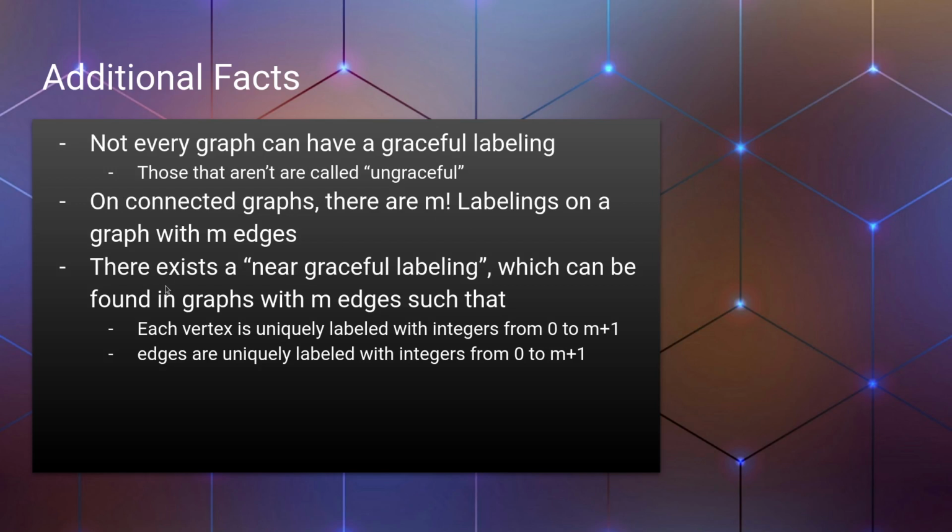And also there exists a near graceful labeling, which is very similar to graceful labeling, but not quite. And one of the properties is that each vertex is uniquely labeled with integers from 0 to m plus 1. So in graceful labelings, it's 0 to m, but this one's m plus 1. And edges are uniquely labeled with integers from 0 to m plus 1 and not 1 to m. So basically a difference of 1 for the ranges, and that makes it a near graceful labeling.